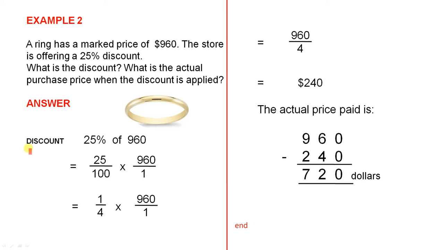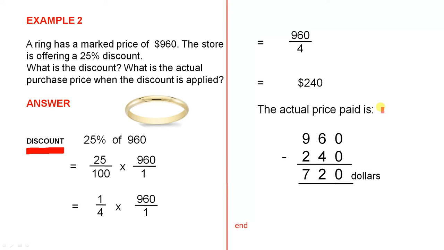So for the answer with respect to the discount, 25% of 960 is 25 over 100 times 960 over 1. Now 25 over 100 can be simplified to 1 over 4. So 1 over 4 times 960 over 1. 1 times 960 is 960, and 4 ones are 4. So 960 divided by 4 is $240. So that is the discount.